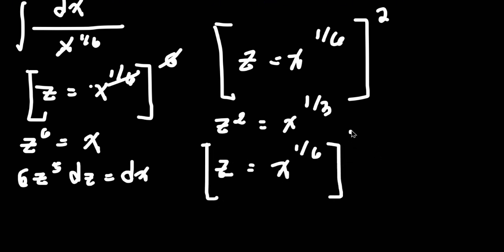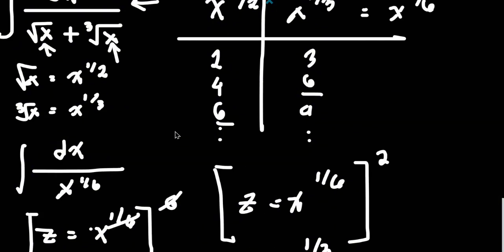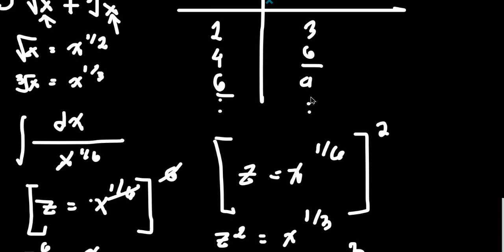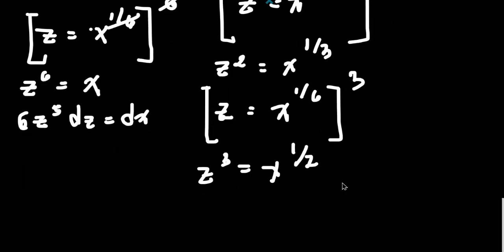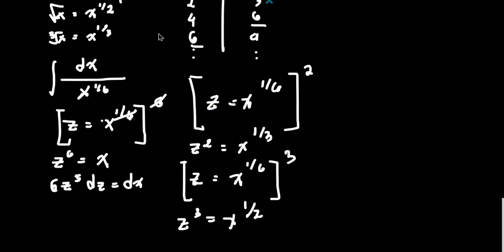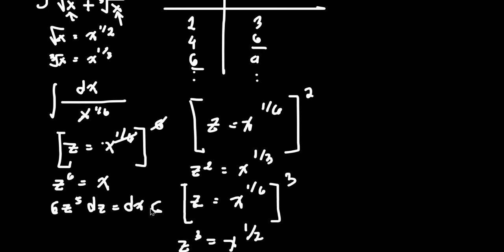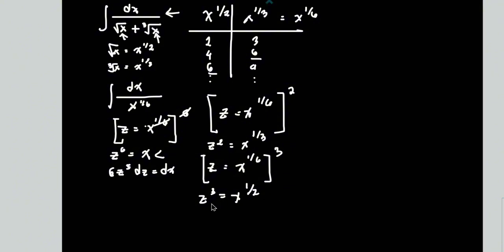So I will multiply it by 3. So this is now equal to z raised to 3 and x raised to 1/2. Now I have the value of the square root of x and the cube root of x, which are z^2 and z^3. And now I can substitute all the values that I got from here. So we have dx, we have x, and we have x raised to 1/2.